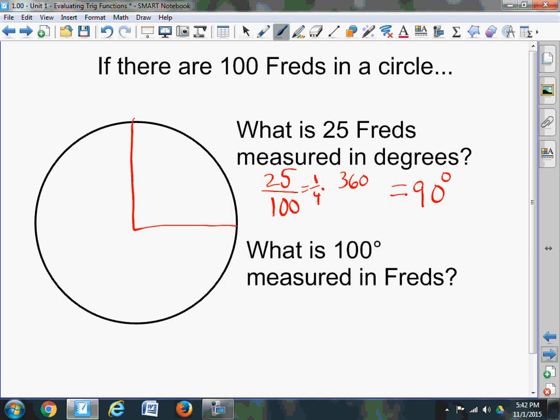All right, if we do the reverse of that, so we have 100 degrees, which should only be a little bit more. This is 90 degrees, so 100 degrees would be a little bit more. So we should expect it to be a little bit more than 25 Freds. All right, times that by 25. Okay, I can reduce this. Well, that'd be 10 over 36, which is the same thing as 5/18, right?